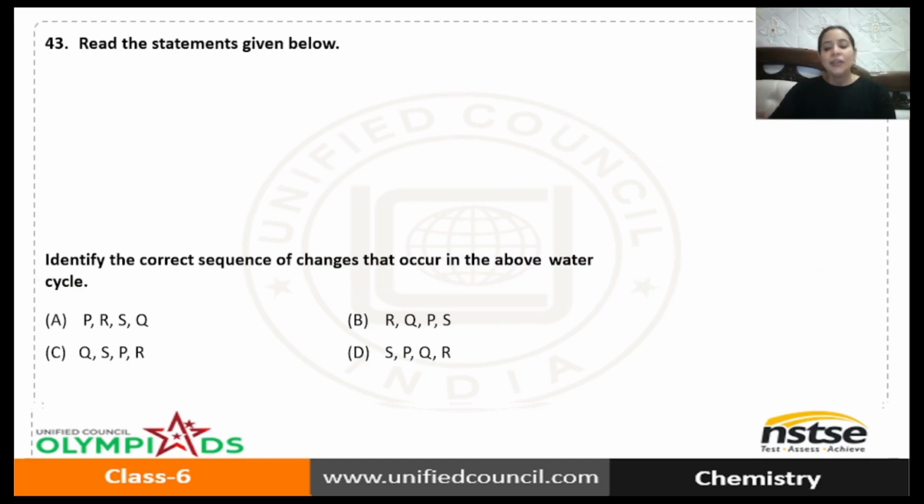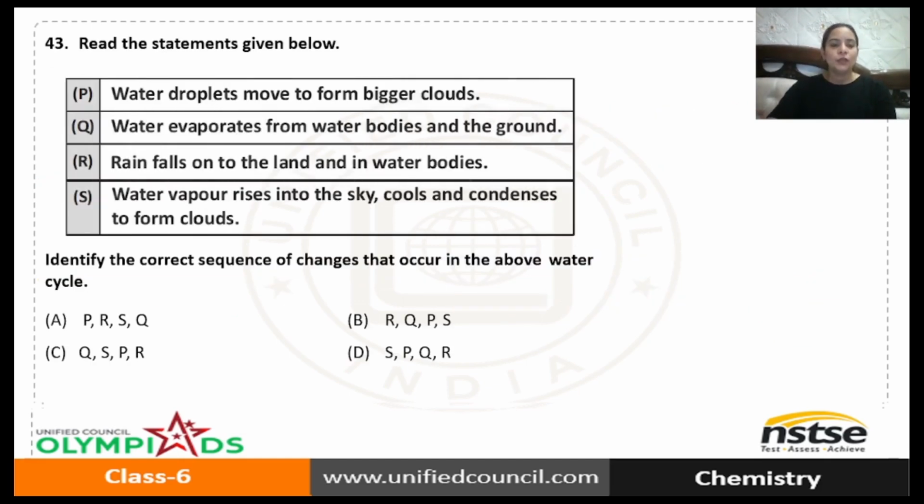Next question. Read the statements given below. Water droplets move to form bigger clouds. Water evaporates from water bodies and the ground. Rain falls on the land and in water bodies. Water vapor rises into the sky and cools, and then condenses to form clouds. So what we need to do here, you can see that it represents the water cycle. These are the points given in accordance with the water cycle. We need to find the correct sequence that takes place in the water cycle.